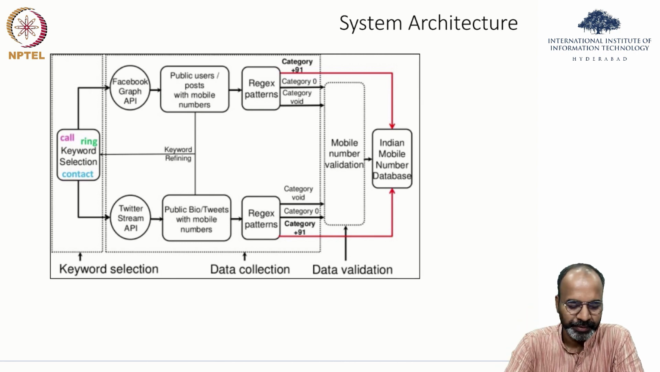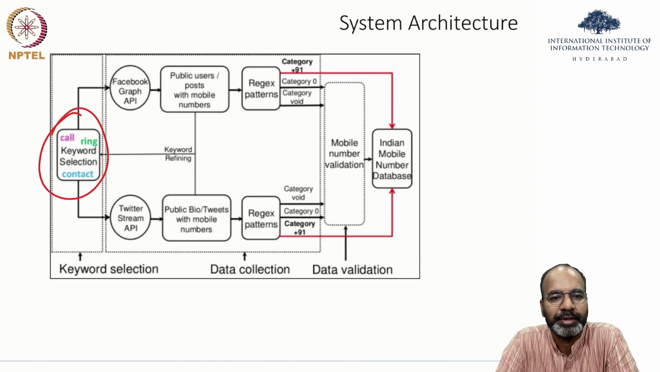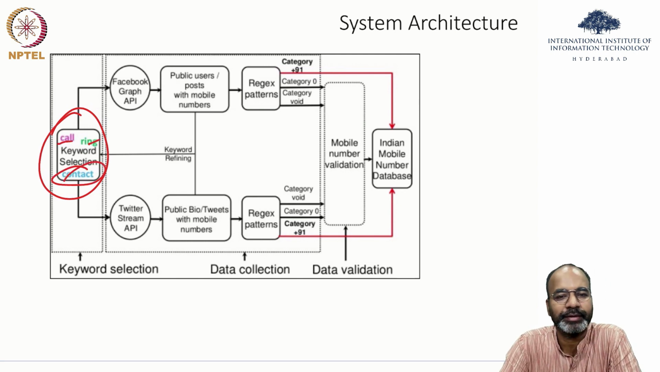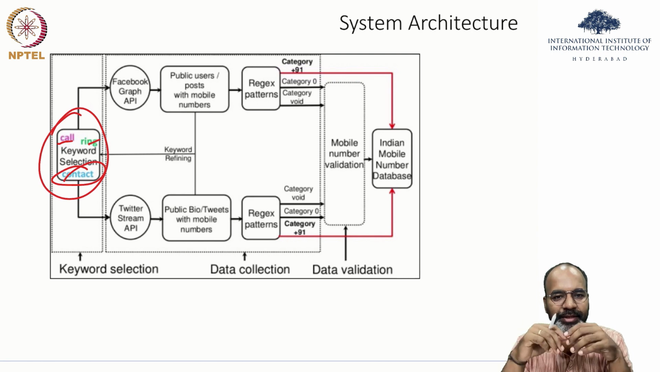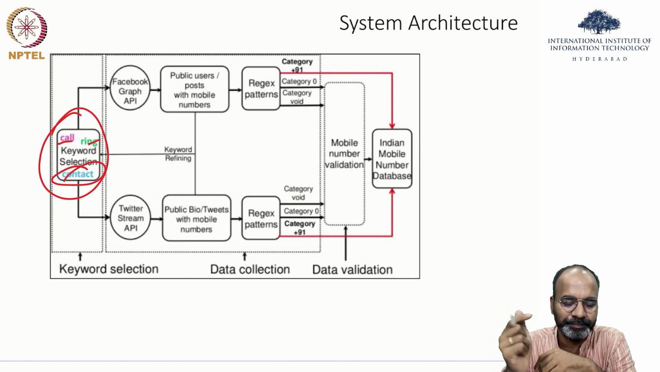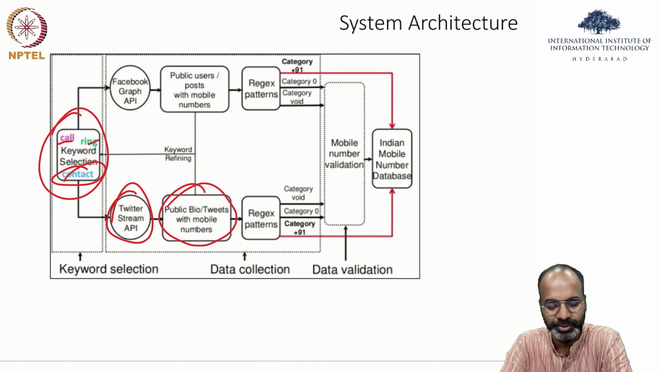This diagram shows keyword selection, right? So basically, to collect data from social media, you're going to start somewhere. Here the keywords are call, ring, contact, right? Can you take these keywords and look for them in tweets? Look on Facebook for any post that has the word call. Right, so let's go to the Twitter API now. You search for call, and then you look for public bios and tweets with mobile numbers, right? When you find the word call in it, you check whether there is a 10-digit number, whether there's any number attached in that tweet.